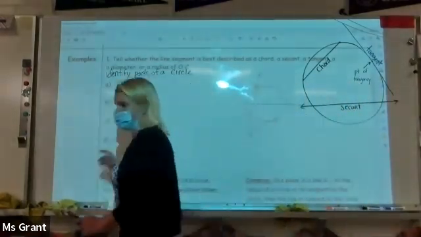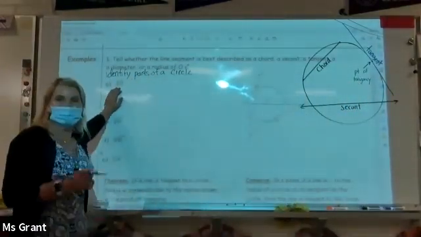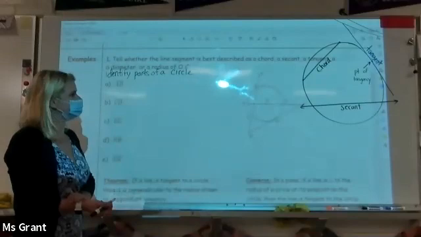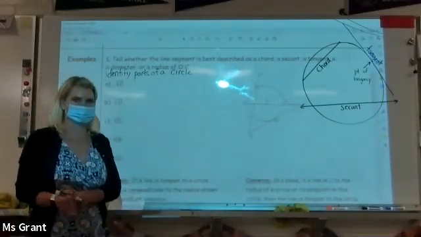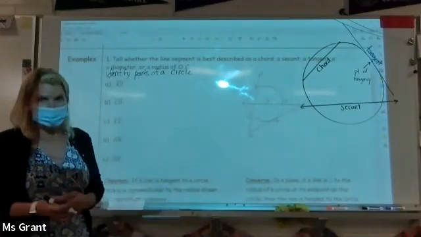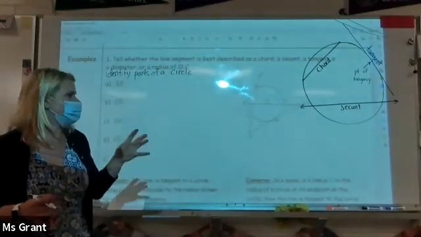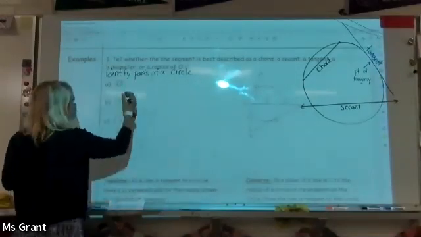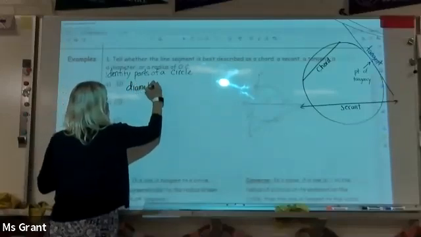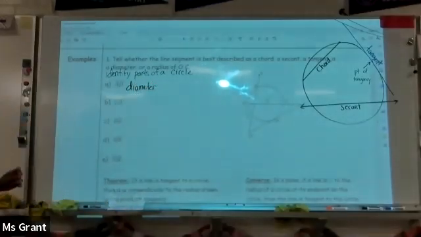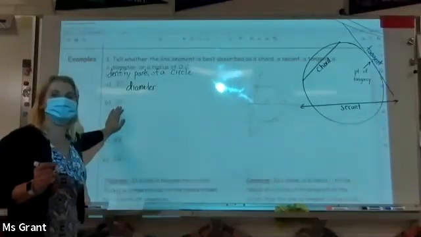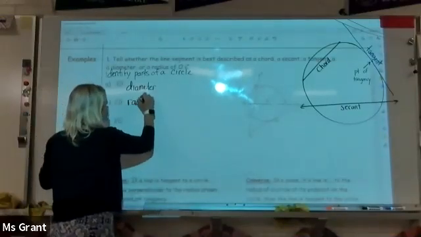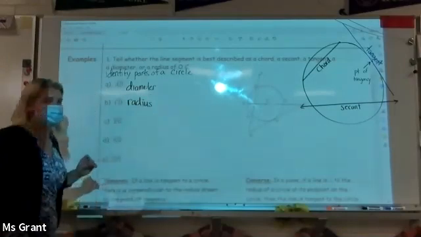Okay, here's the diagram. Segment AD. What's AD? A chord? No, something better. Because it does hit in two spots, but there's something that's actually like a better definition of it. A diameter? A diameter. That's a better definition. Great. What's CD? Segment CD. It's a radius. Perfect. All right, people on Zoom, it's all you.